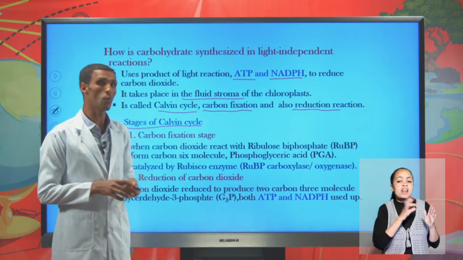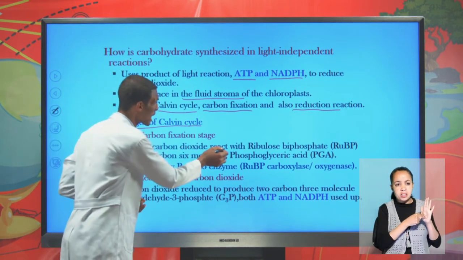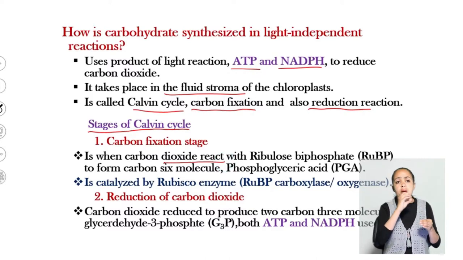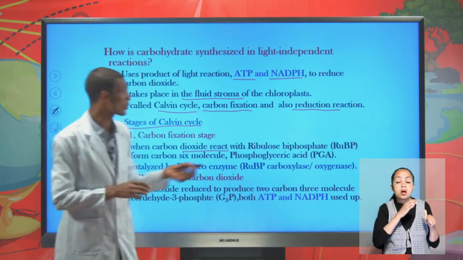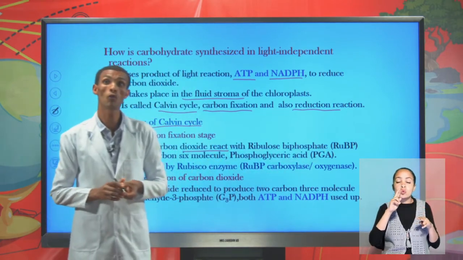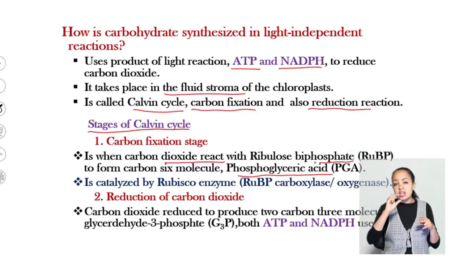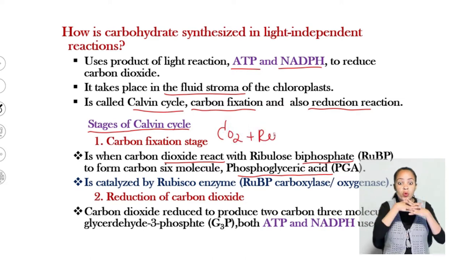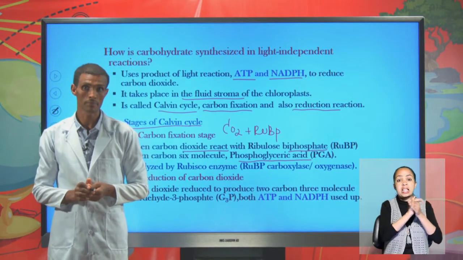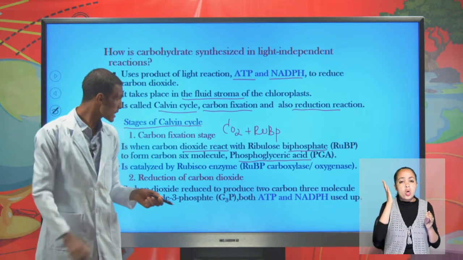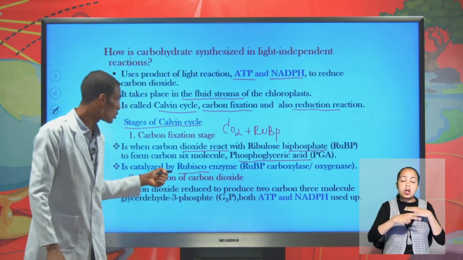By the fixation stage, we mean when carbon dioxide from the atmosphere is fixed and reacts with the 5-carbon molecule called ribulose bisphosphate to form a 6-carbon molecule, phosphoglyceric acid. The first molecule that the fixed carbon dioxide from the atmosphere reacts with is ribulose bisphosphate, where the reaction is catalyzed by an enzyme. The well-known enzyme involved in this process is the Rubisco enzyme.